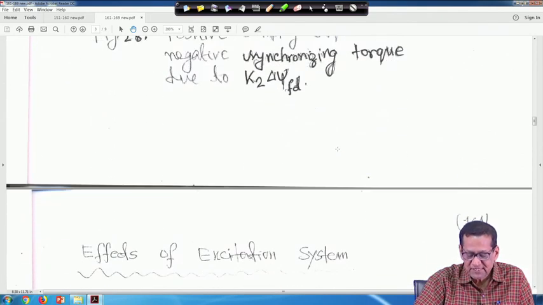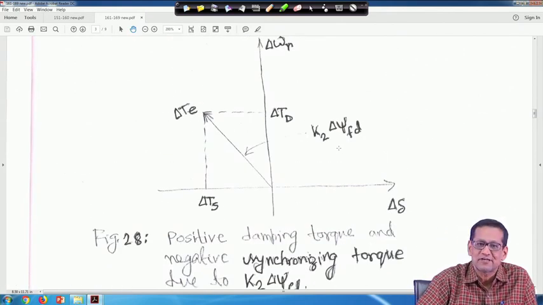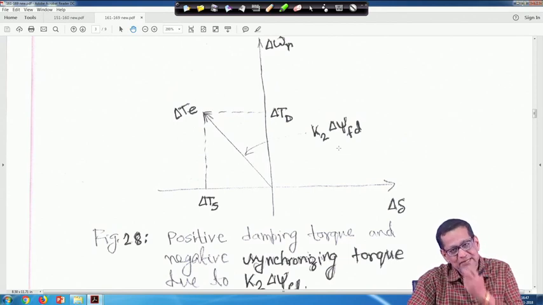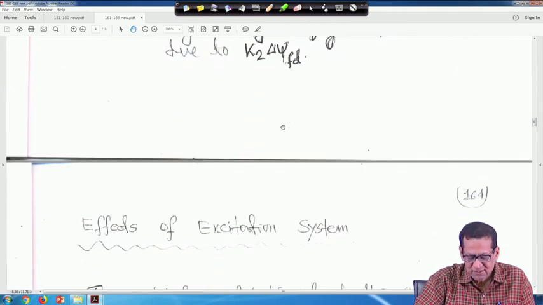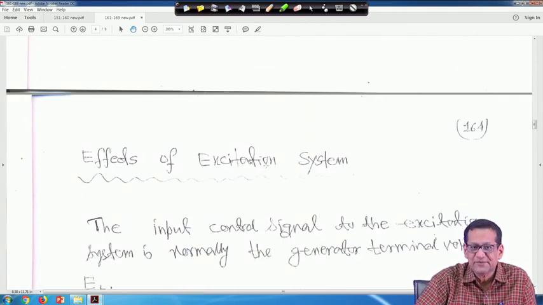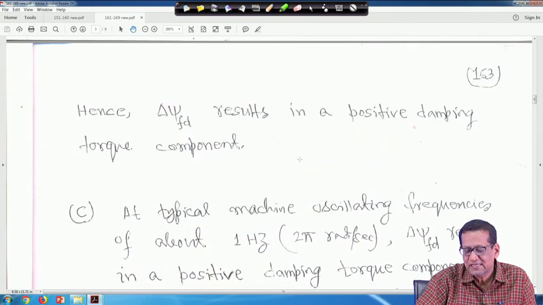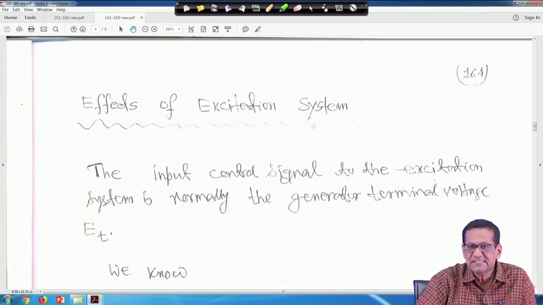I hope this is understandable, but I have put one or two questions. That is, the torque due to delta psi fd is in phase with delta omega, or is leading delta by 90 degrees, that is j delta. Now, the effect of the excitation system. So far we have seen the constants K2, K3, K4. Next we will see the effect of the excitation system.